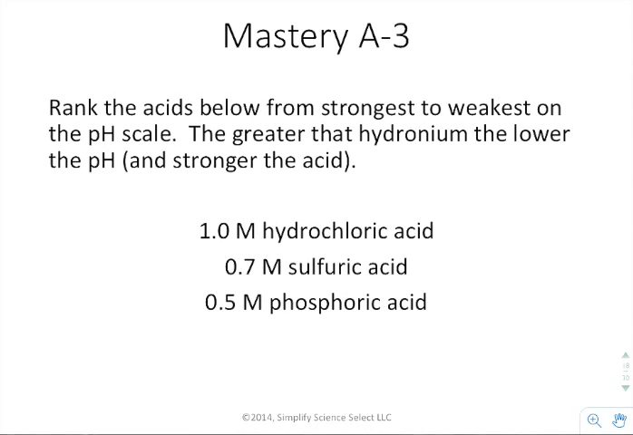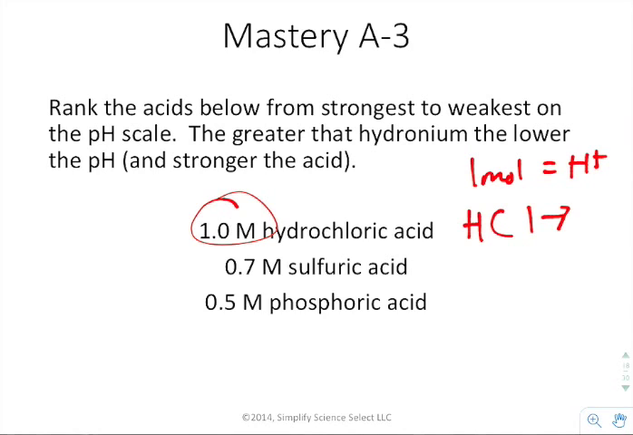Next it says rank the acids below from the strongest to weakest on the pH scale. The greater that hydronium, the lower the pH, the stronger the acid. So first we have 1 molar HCl, which means I have 1 mole of H's, because remember, this will disassociate completely.